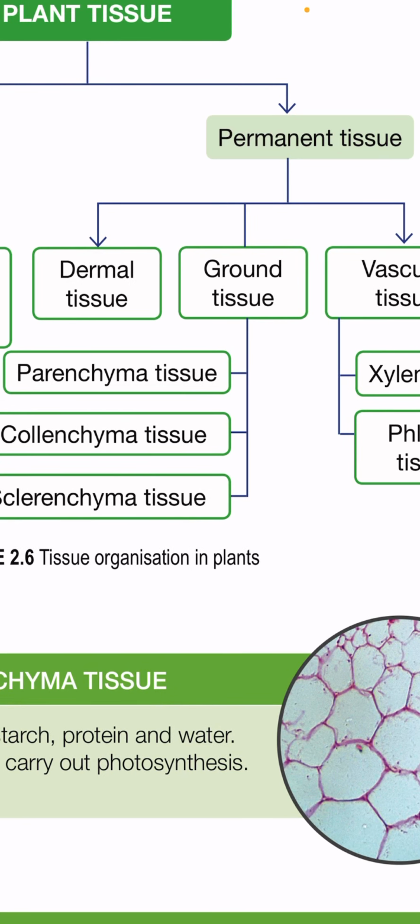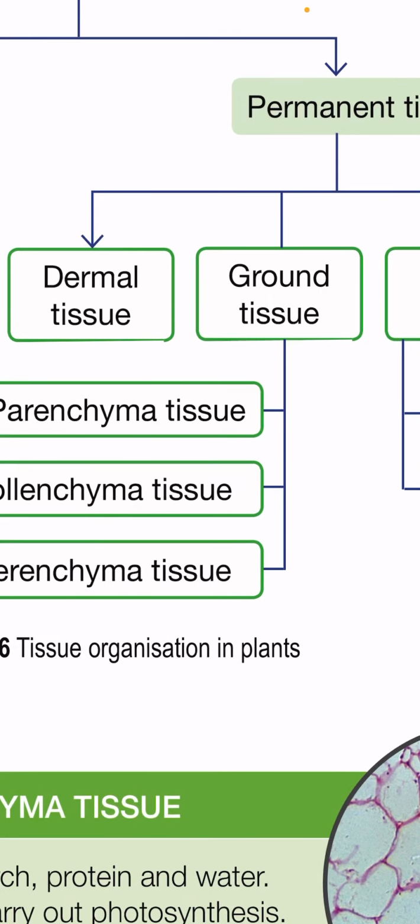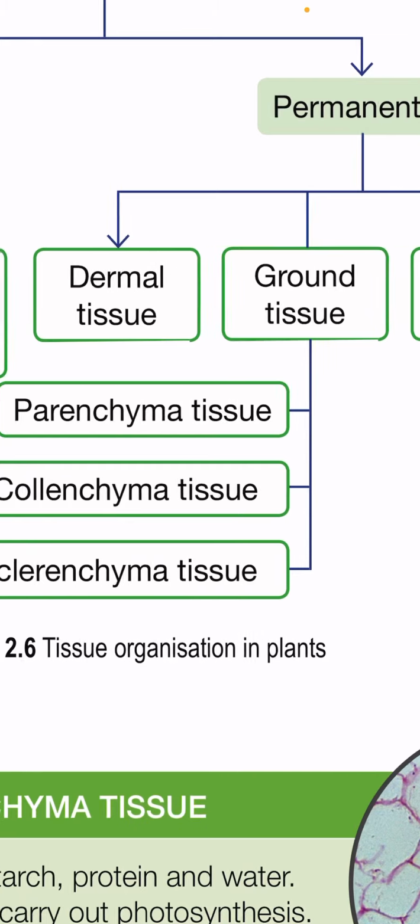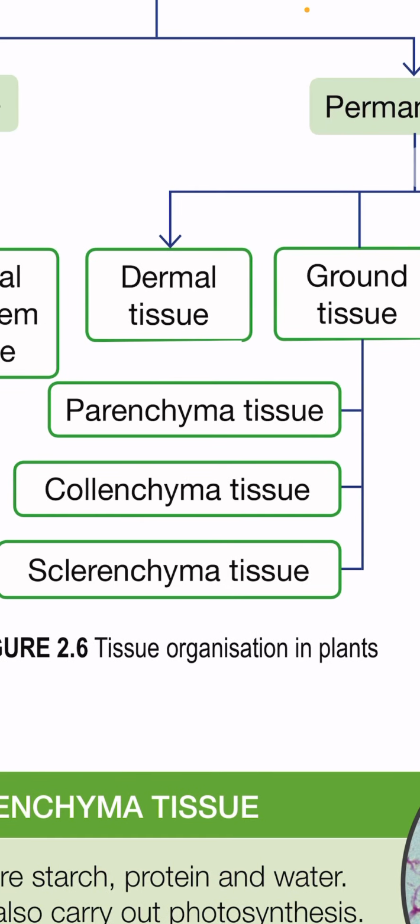For example, dermal tissue. Dermal tissue is actually the protective layer on top of the organ of the plant. For example, on top of the leaf, there is a cuticle, and under the cuticle there is epidermal tissue, a protective layer. The second example of permanent tissue is ground tissue. There are three types or three examples of ground tissue: parenchyma, collenchyma, sclerenchyma.